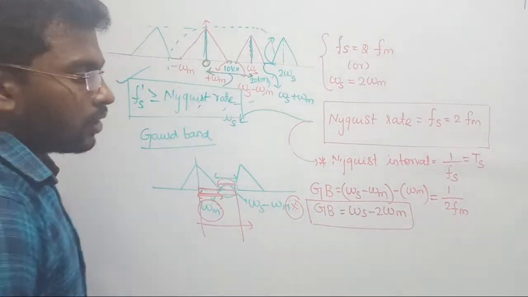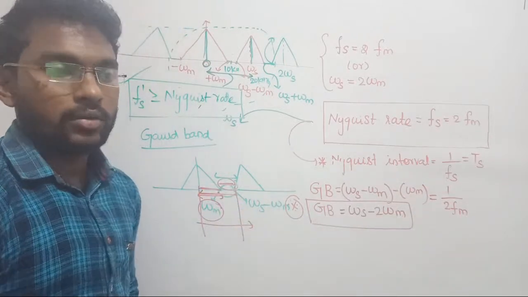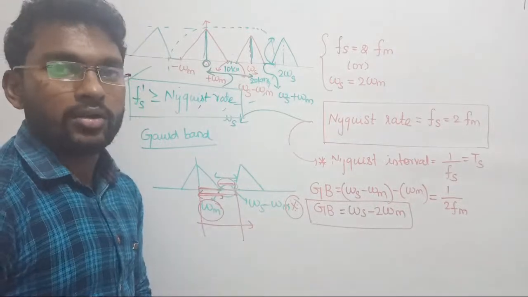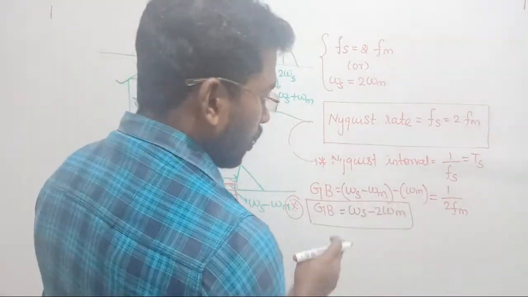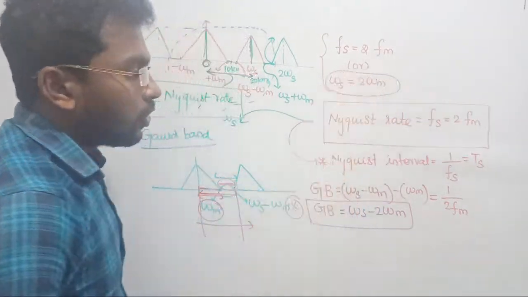Okay, right? Now let me ask you one small question. In critical sampling, what is the value of Guardband? In critical sampling, what is the value of Guardband? 0. Why? In critical sampling, omega s is equal to what? இப்போ தான் பார்த்தோம். In critical sampling, this is called critical sampling. Omega s is equal to 2 omega m.